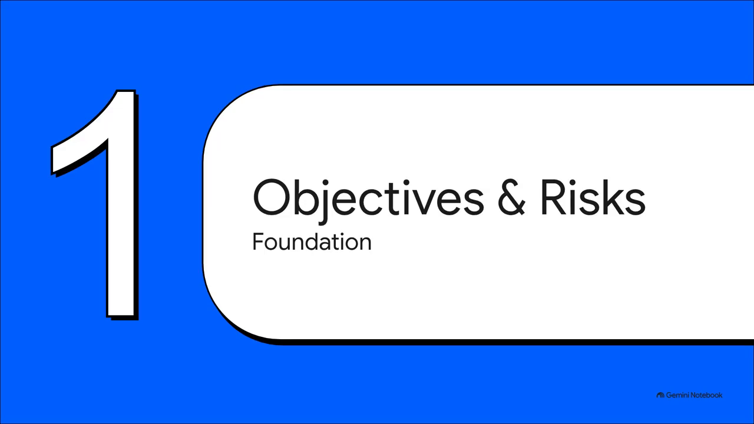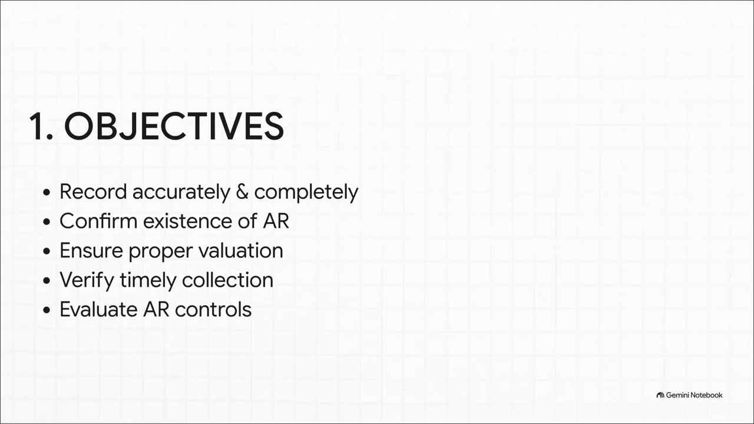All right, Section 1, Foundation, Objectives, and Risks. We have 5 major goals we have to hit here. First, we've got to ensure receivables are recorded accurately and completely. Obviously, you don't want a $10,000 invoice accidentally recorded as $1,000. Second, we have to confirm existence, as in, is this a real debt owed by a real, breathing customer? Third, we ensure proper valuation and classification, like making sure receivable is correctly categorized as short-term versus long-term on the balance sheet. Fourth, we verify timely collection. And fifth, we evaluate control effectiveness to make sure the system itself is actually protecting the company's assets.